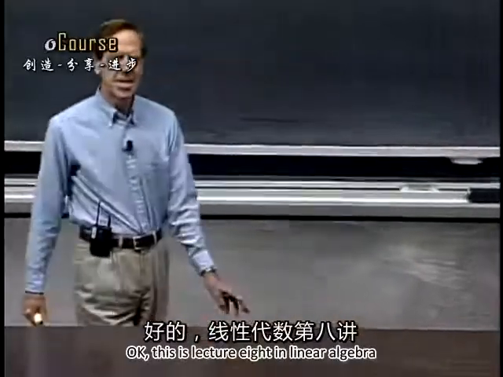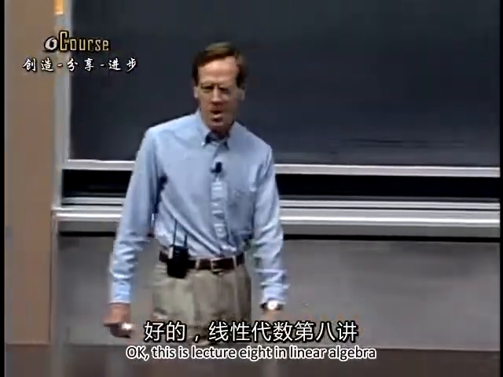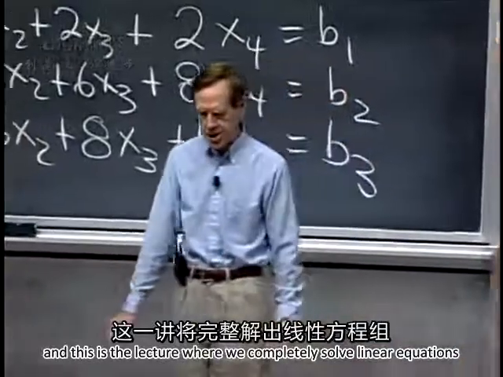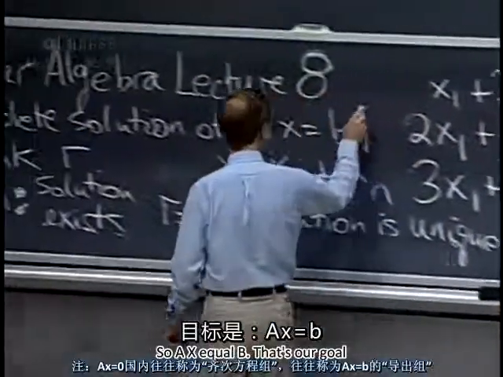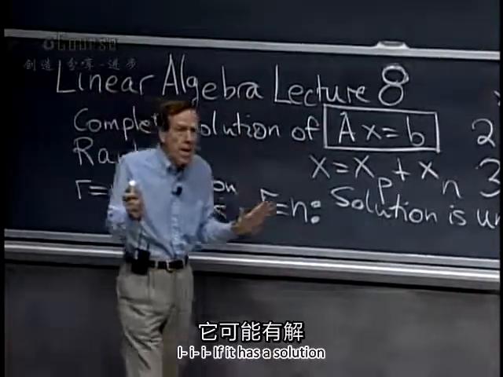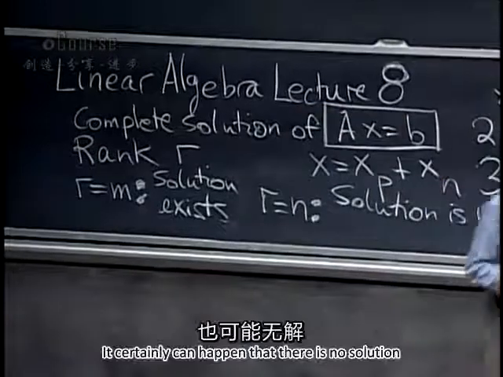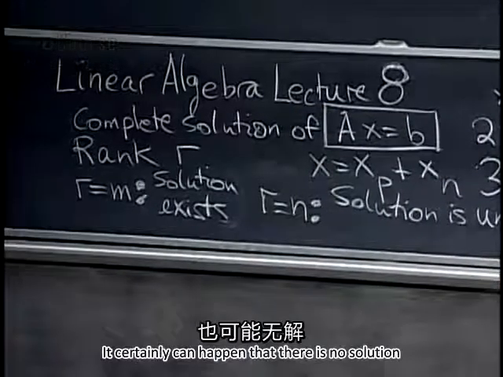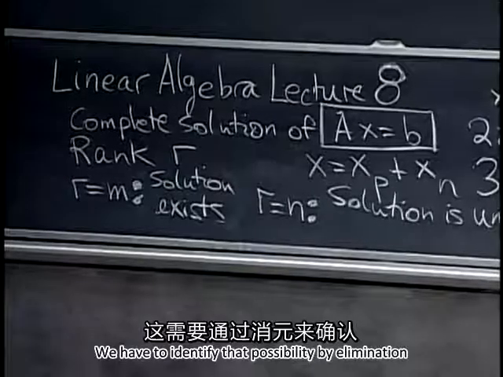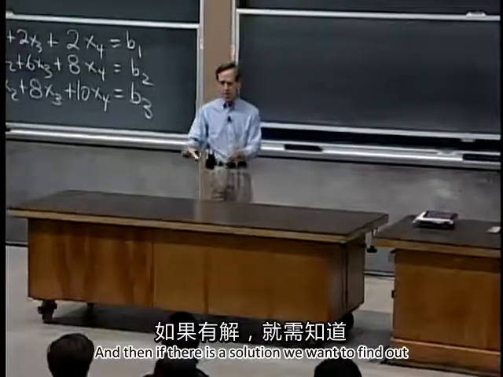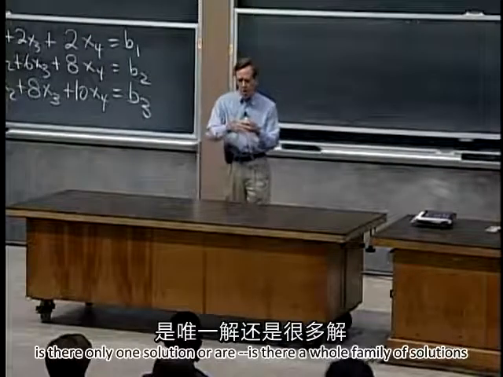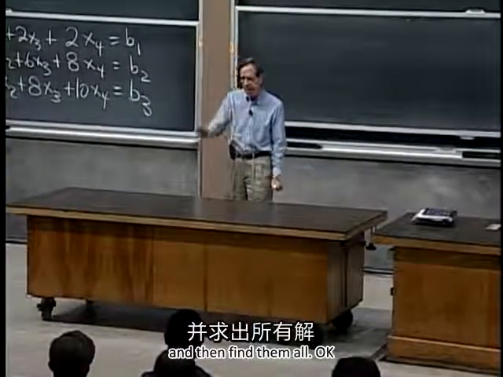Okay. This is lecture 8 in linear algebra, and this is the lecture where we completely solve linear equations. So Ax = b. That's our goal, if it has a solution. It certainly can happen that there is no solution. We have to identify that possibility by elimination. And then if there is a solution, we want to find out, is there only one solution, or is there a whole family of solutions, and then find them all.